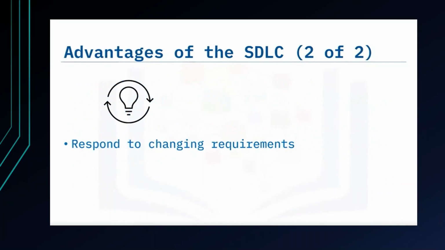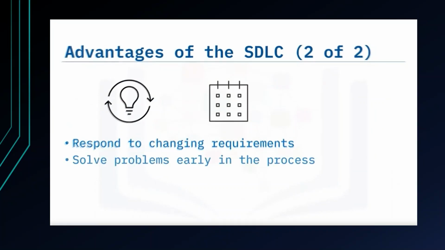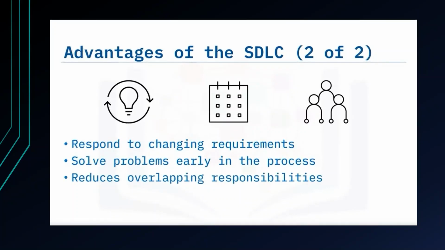The SDLC provides room for iteration, where at the end of a cycle, the process can circle back to incorporate additional requirements as needed. Problem solving is incorporated early in the cycle, so problems are addressed in a timely fashion and can be addressed in the design phase rather than during coding. Finally, each team member has a well-defined role, which reduces conflict and overlapping responsibilities.